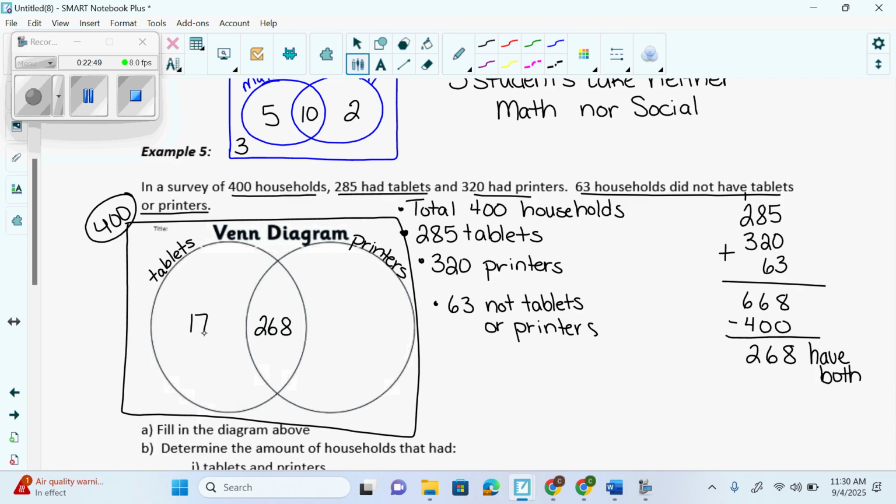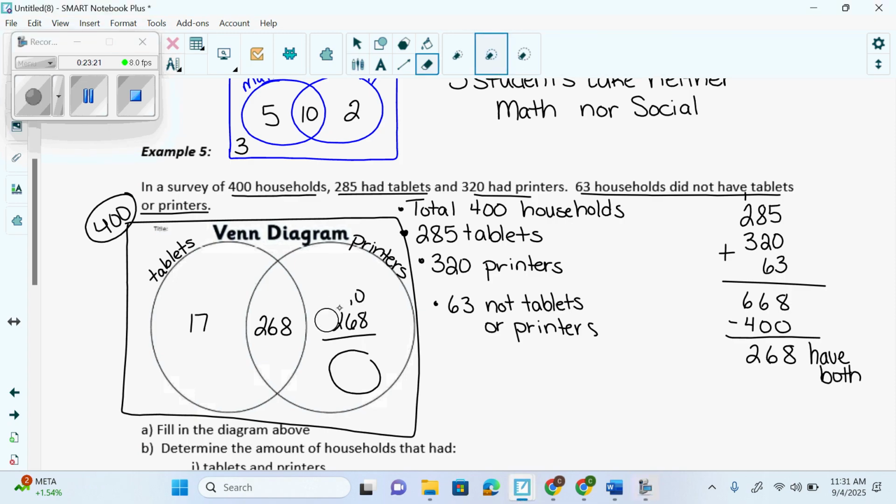All right. Printers needs to add up to 320. I already have 268 in there. So how do I find printers only? I go 320 minus 268. Now, everyone can you pay attention for 1 second here? I see a lot of people do this. 320 minus 268, and then they put the answer here and they circle it. They're going to take marks off on you. You can't show your math in the Venn diagram. It can just be a number. You might be like, well, that's stupid. All right. So we can't have it.